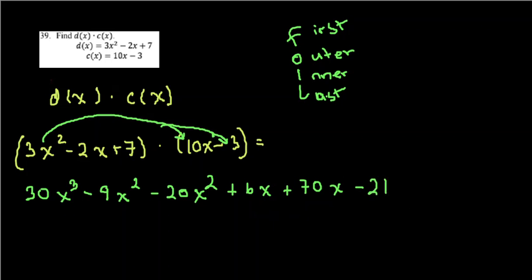Alright, let me simplify this. So we're trying to find the highest exponent, and it looks like it's x cubed. There are no more x cubed terms, so we just write 30x cubed. And so now the next term is going to be, alright, looks like it's x squared. So what you do now is you pair up all the x squareds and add the coefficients. So negative 9 plus negative 20 is going to be equal to negative 29x squared. Alright, the next one is going to be x. 6 plus 70, you add the coefficients together, plus 70x, and finally minus 21. And that's our answer.